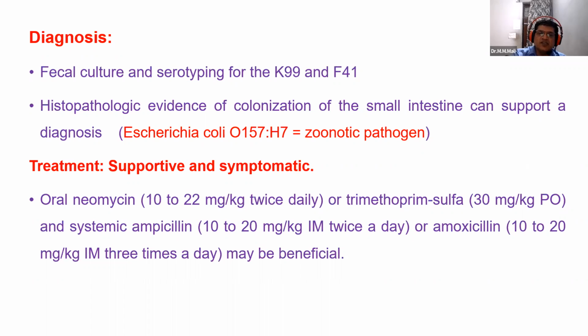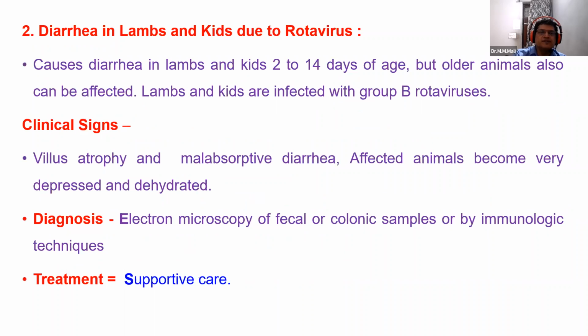So we can use neomycin, trimethoprim, ampicillin, and amoxicillin intramuscularly and orally, but still the results of using oxytetracycline are always rewarding. So we can use this tetracycline in field conditions, and it has been reported as having very good effects in controlling this E. coli infection in field conditions. Coming to diarrhea in lambs and kids due to rotavirus infection.